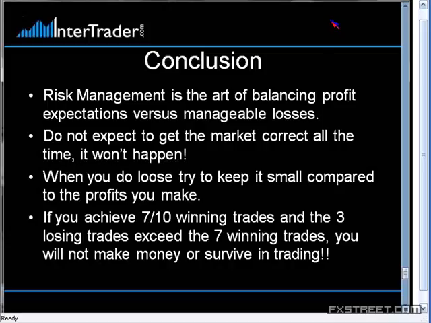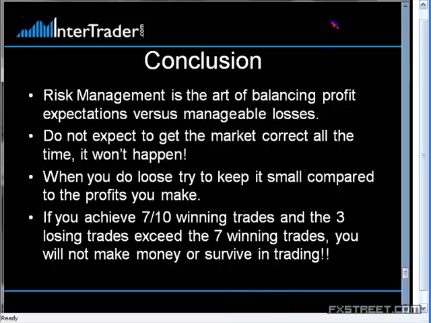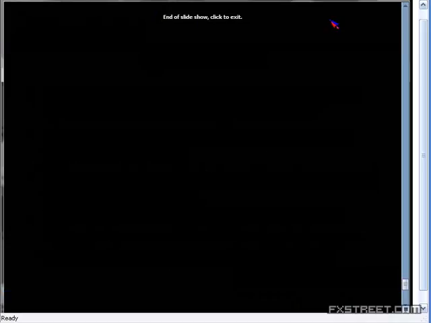And again, if you achieve 7 out of 10 winning trades, then you can't let those 3 losing trades be whoppers. Okay? Yeah, they've got to be controllable. So 7 winning trades have to outbalance the 3 losing ones, or you're not going to survive in trading.